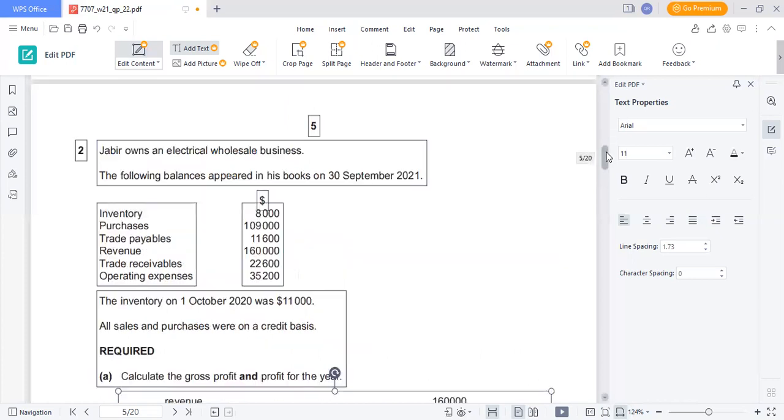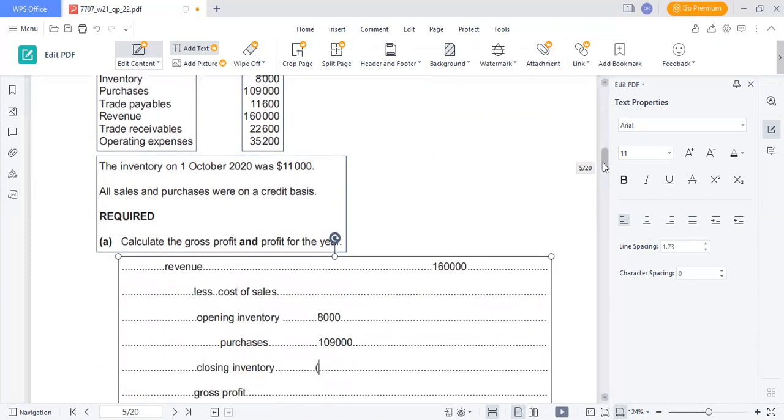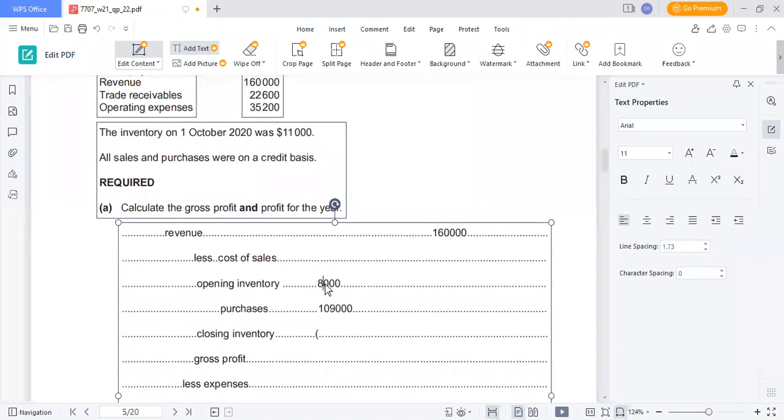inventory. These balances are on 30 September. So these are the closing balances. That means this is the closing inventory, 8,000, and opening inventory on 1st September 2020 was 11,000. Sorry for the mistake. It is 11,000. This is 8,000. This will give us 112,000.